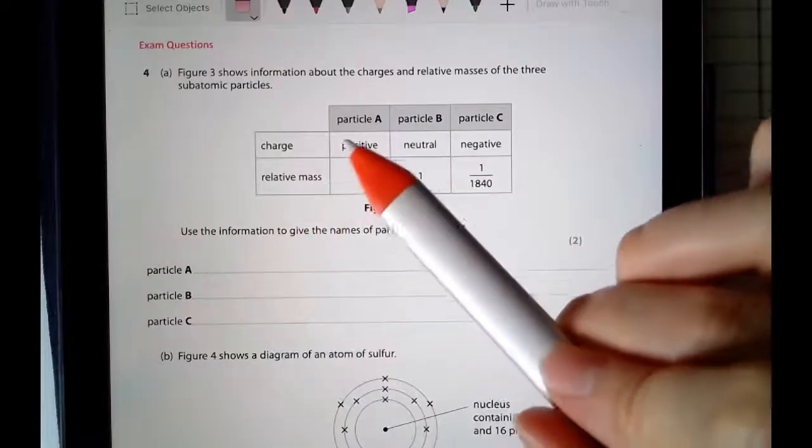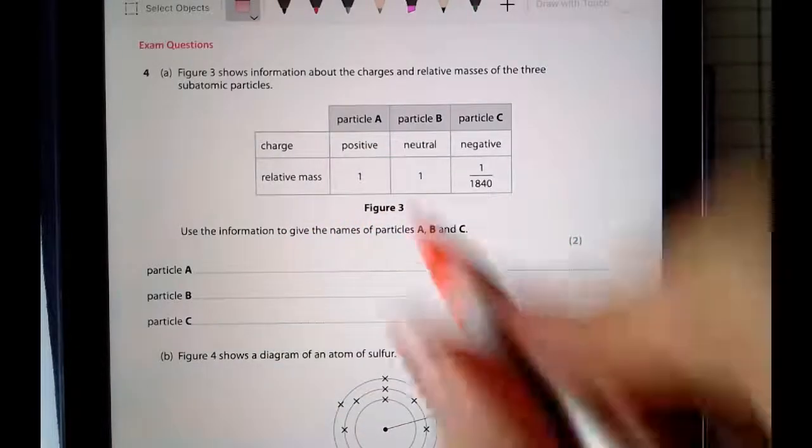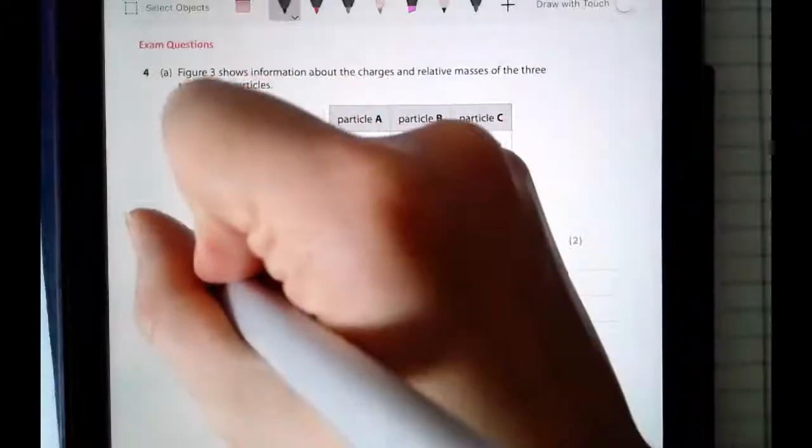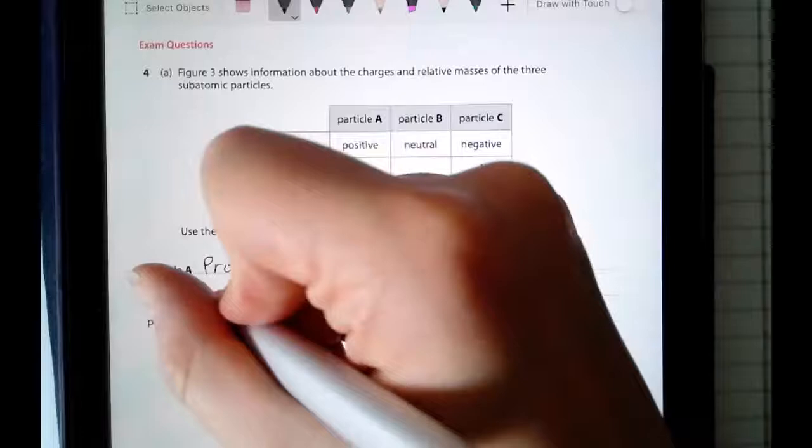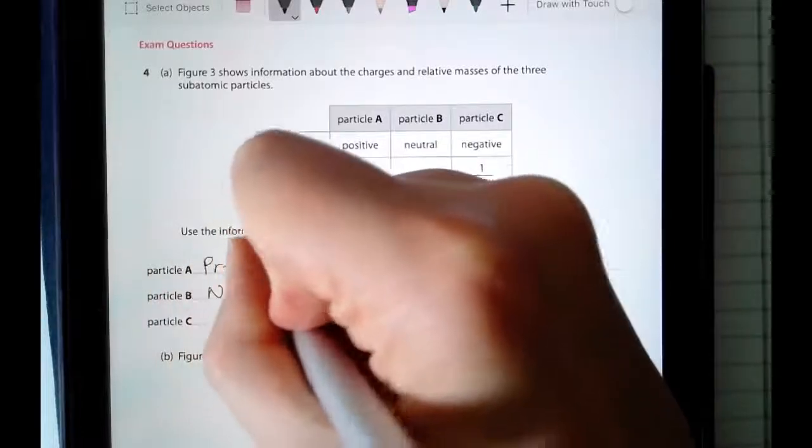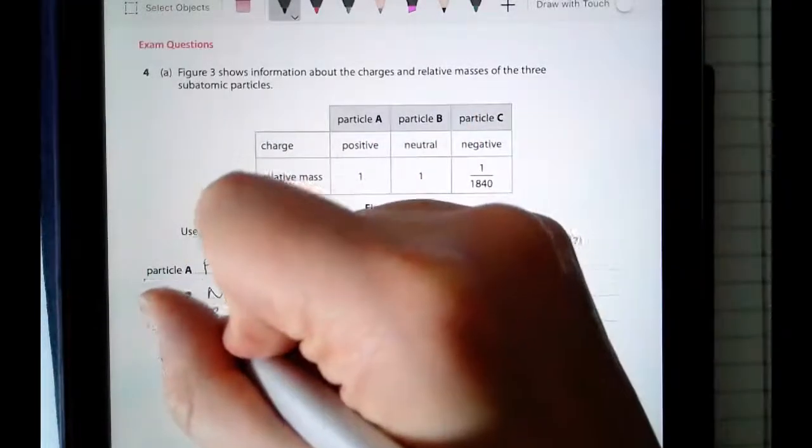So if I look at particle A, it's got a positive charge and a mass of 1. The subatomic particle with a positive charge is the proton. The subatomic particle with a neutral charge is the neutron. And the subatomic particle with a negative charge is the electron.